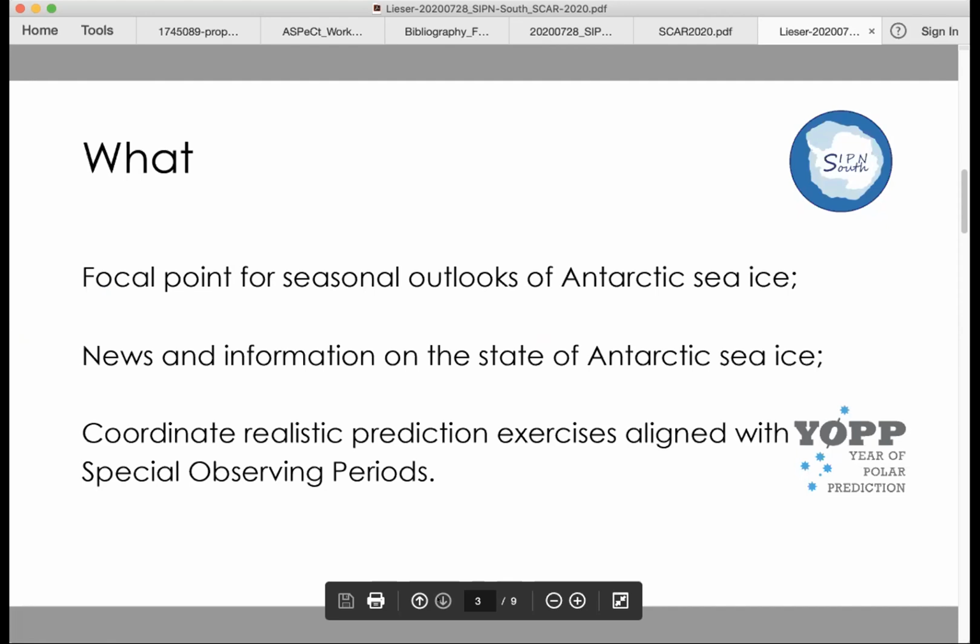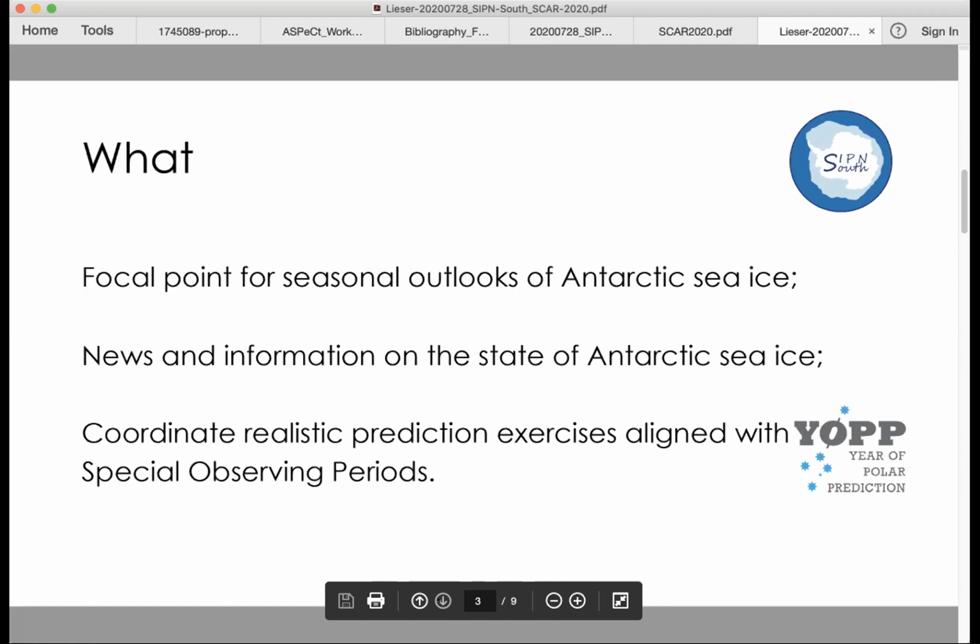We want to provide a focal point for seasonal outlooks and stir the debate and increase awareness of the need to predict Antarctic sea ice as well. We aim to provide news and information on the state of Antarctic sea ice. That didn't quite work so well so far, but that's mainly due to lots of technical limitations.